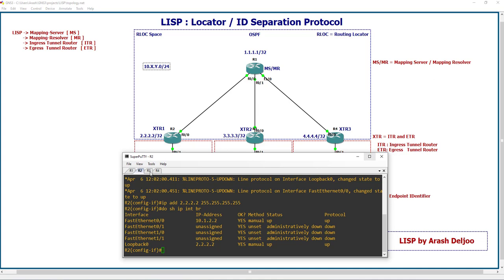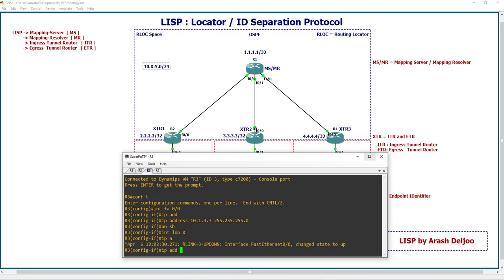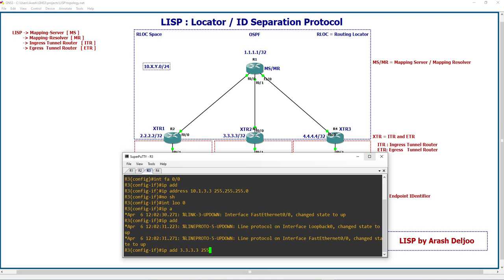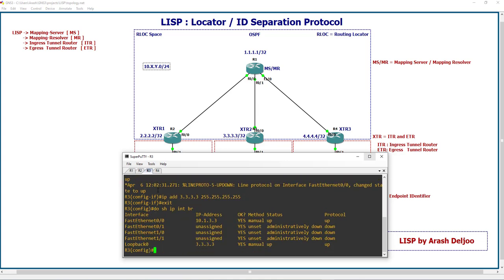And again, in router 3, let me configure interface FastEthernet 0/0. The IP address is 10.1.3.3, 255.255.255.0. No shutdown. Interface loopback 0, the IP address is 3.3.3.3, 255.255.255.255. That's it. This is the configuration of router 3. Do show ip interface brief. That's it. And also we have router 4.